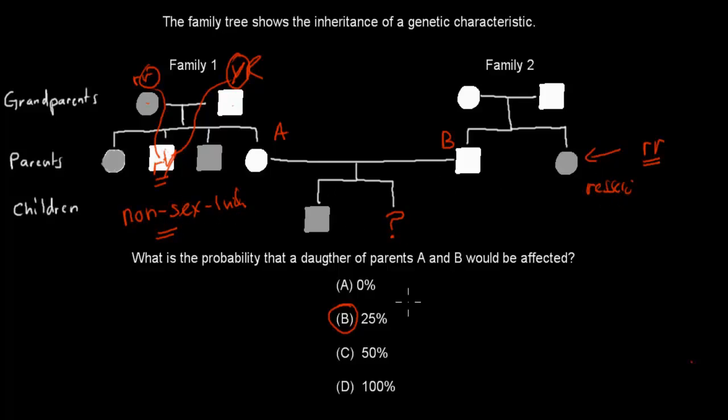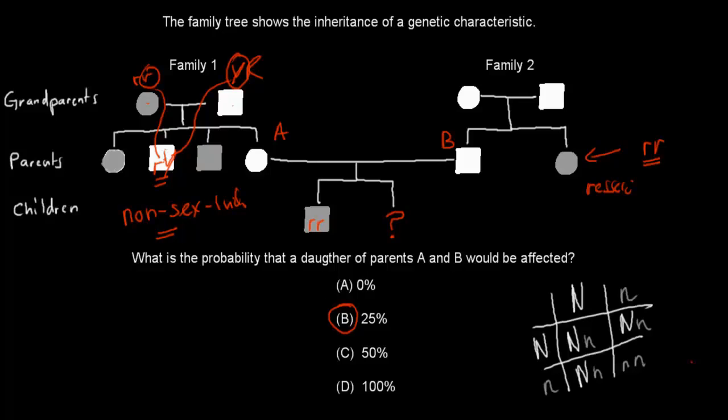And now we can use that to figure out what's going on here. So we know this boy here must have 2 recessive alleles, one from A, one from B, but parent A and parent B are both non-affected, which means they must be heterozygous for the condition. So if we use this Punnett square, big N means non-affected, small n means affected. They're heterozygous, both of them.